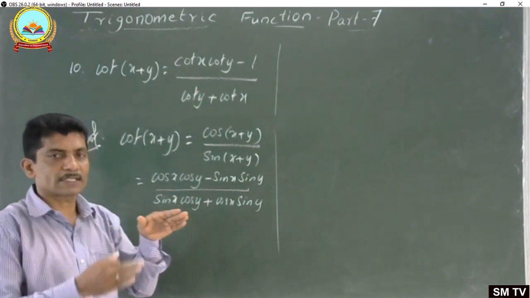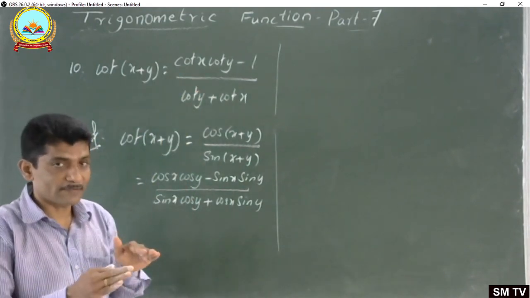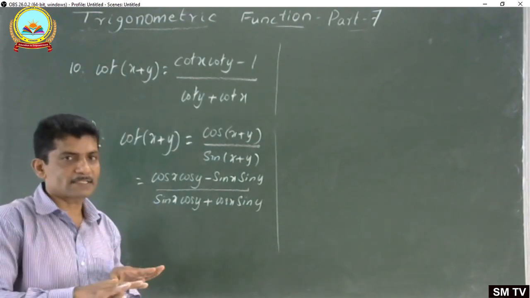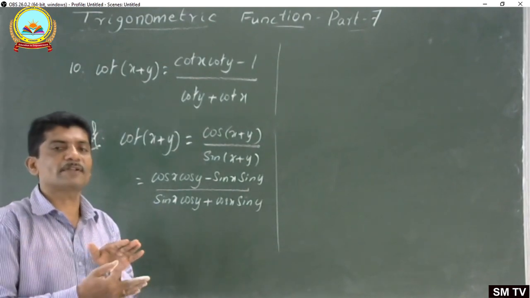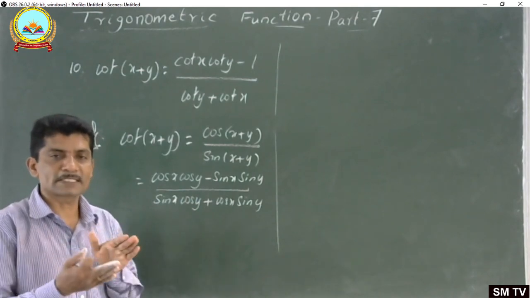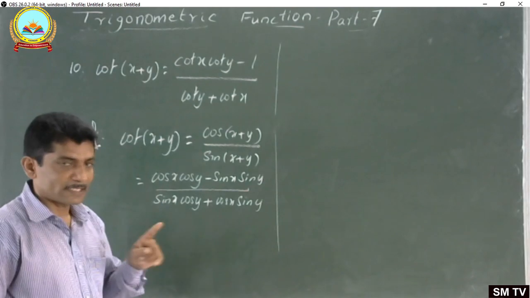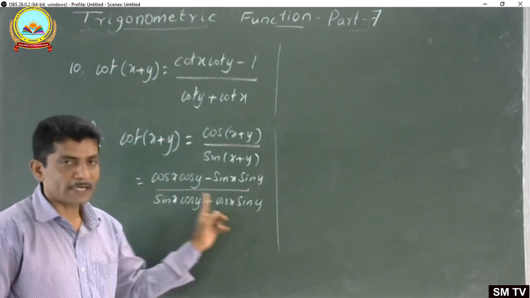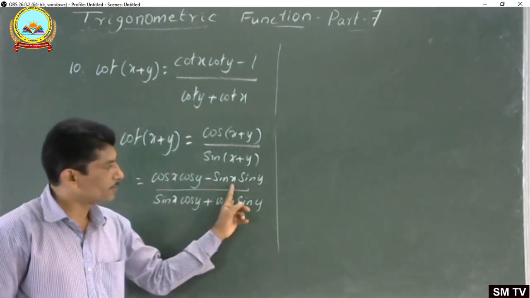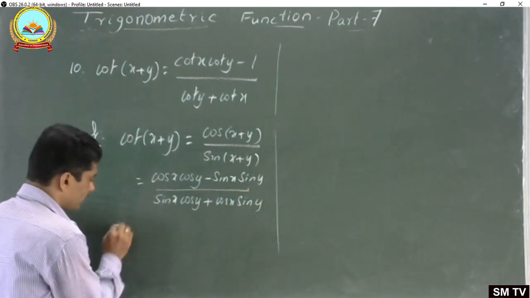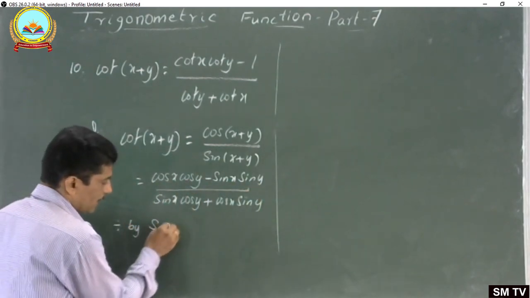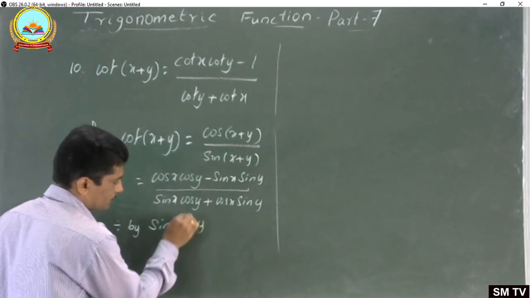You know that cot x is cos x divided by sin x, and tan x means sin x by cos x. Therefore, dividing both numerator and denominator by sin x into sin y. Here the denominator is sin x cos y plus cos x sin y.